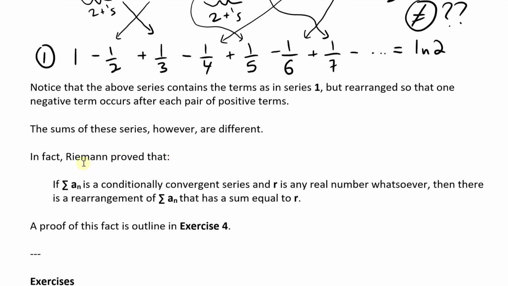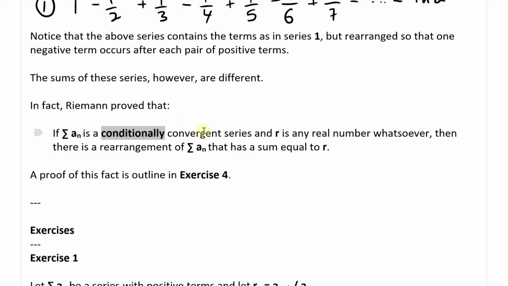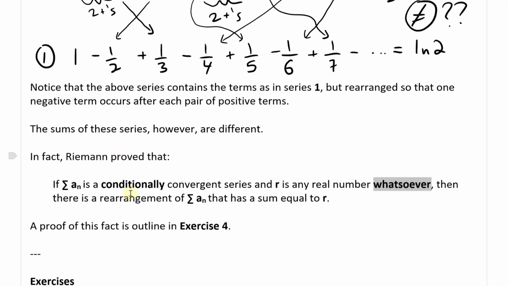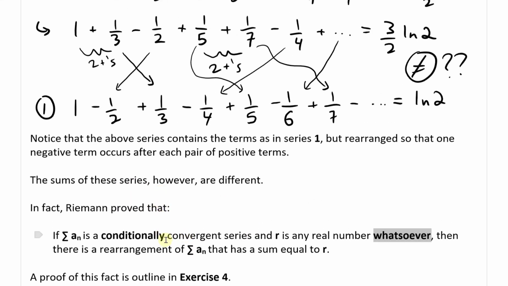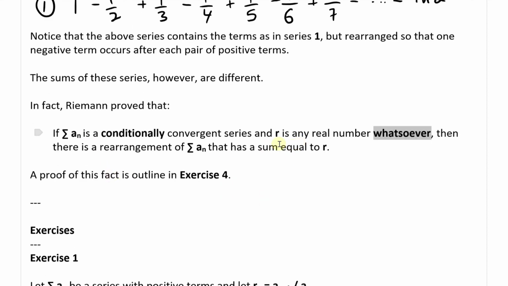In fact, Riemann, the famous mathematician that shows up in all of my videos, proved that if the summation an is a conditionally convergent series, so not absolutely convergent, and R is any real number whatsoever, so it doesn't matter what it is, then there is a rearrangement of summation an that has a sum equal to R. In other words, you could rearrange a conditionally convergent series. If it's not absolutely convergent, if you take the absolute value and it's not convergent, in other words, it's divergent that way. But if you have some negatives in there, you could make it any value you want. So you can make a conditionally convergent series any value you want, which is absolutely fascinating stuff right here.